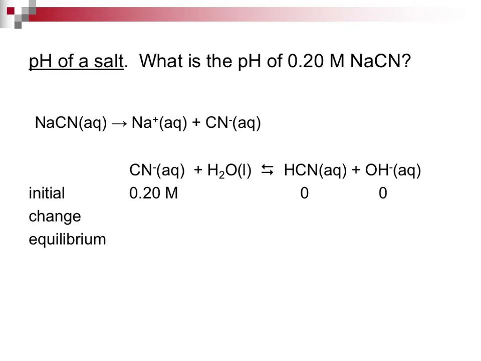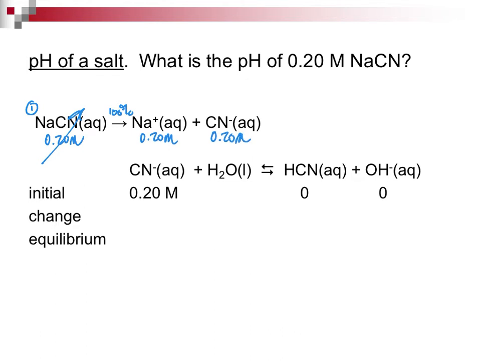So what is the pH of sodium cyanide if I have a 0.2 molar solution? Well, sodium cyanide in step 1, we know it's going to dissociate 100% to form ions. If we started with 0.20 molar, we know that's going to totally go away, and we will have 0.2 molar sodium cation and 0.2 molar cyanide anion.